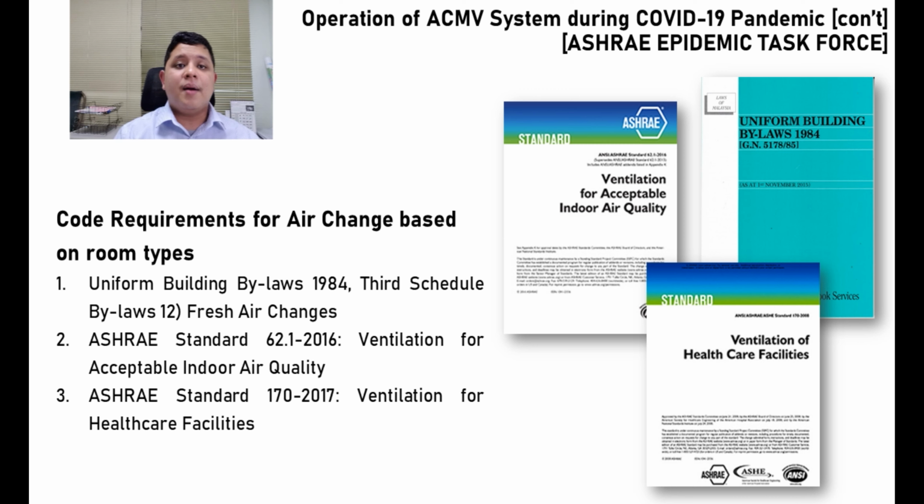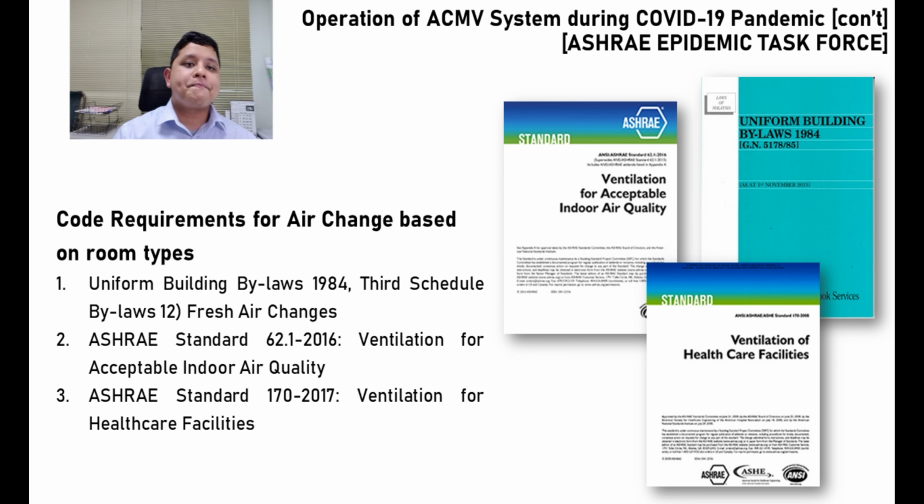In Malaysia, there are many code requirements for air change that we should abide by. One of the main requirements that buildings should adhere to is set in the Uniform Building Bylaws 1984 and the Industrial Code of Practice on Indoor Air Quality by the Department of Safety and Health. Other than that, we also refer to ASHRAE standards for indoor air quality and ventilation for healthcare facilities, as shown in this slide.